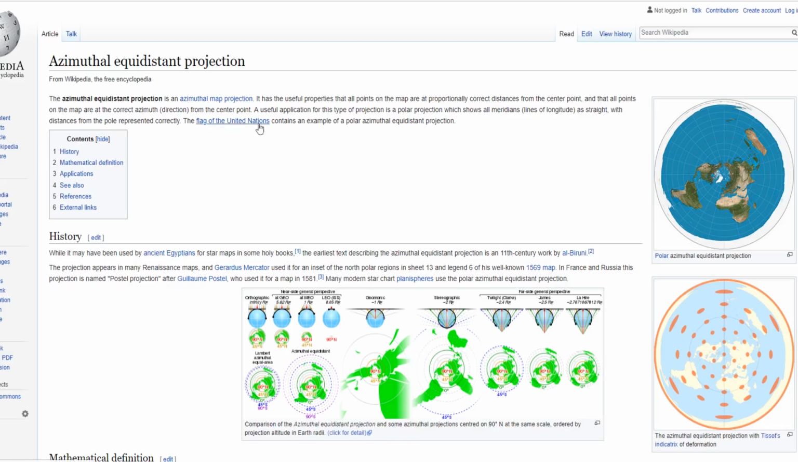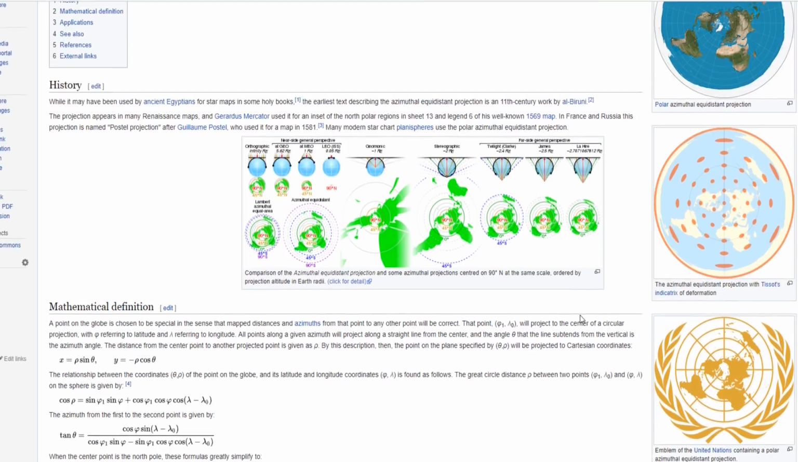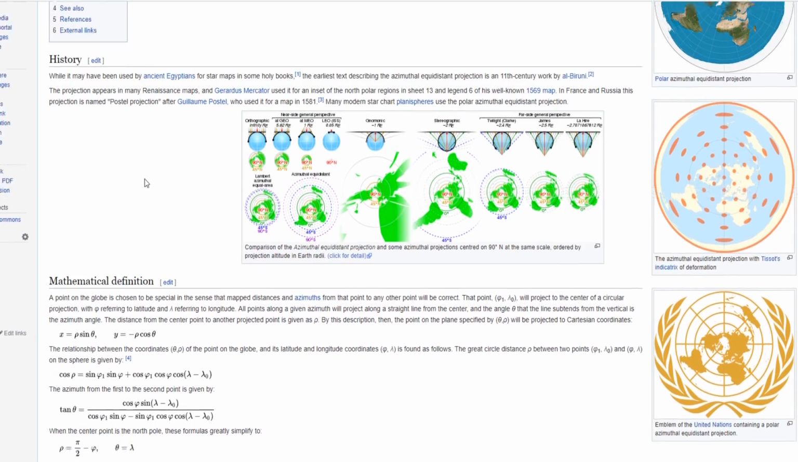So the flag of the United Nations contains an example of a polar azimuthal equidistant projection. So that's the one down here. So of course, yes, if you're looking into the flat Earth, then this is one of the first things that you'll come across, and then you realize that the governments are using a flat Earth map, but again, it's just a projection. We can see here that projections are possible from any point, really.